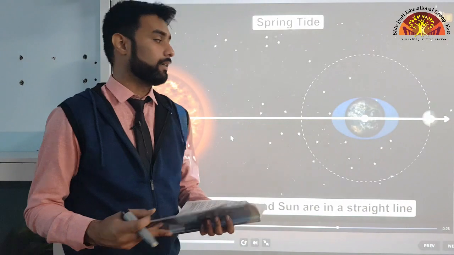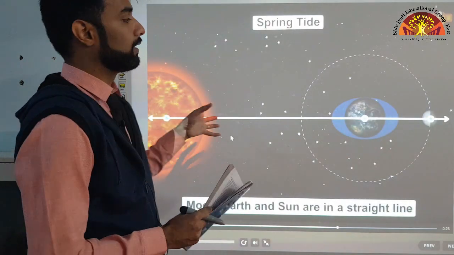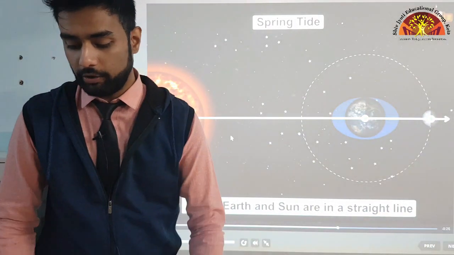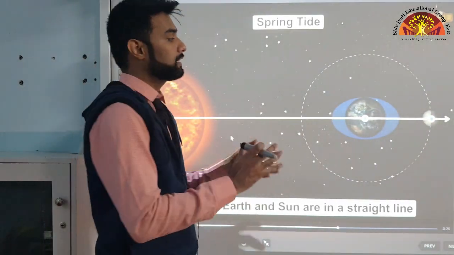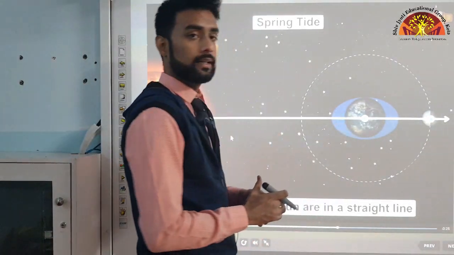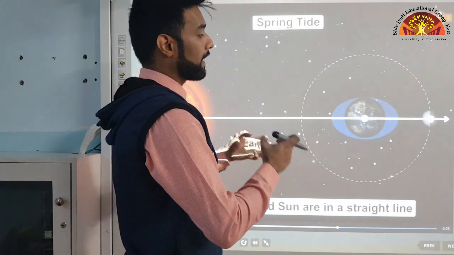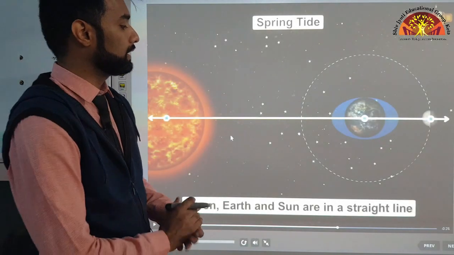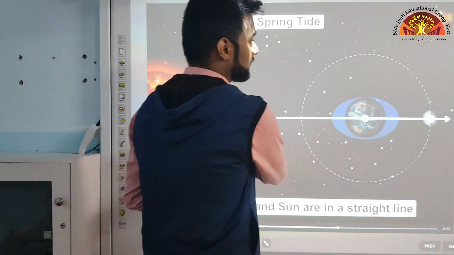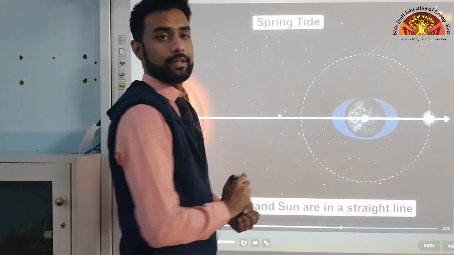Now, as you can see, since they are in a straight line, they will combine their own gravitational forces and they will have much larger force on the surface of the earth. That means they will be able to attract the water to a much larger height. So these are called spring tides, which form when the sun, earth and moon are in a straight line.